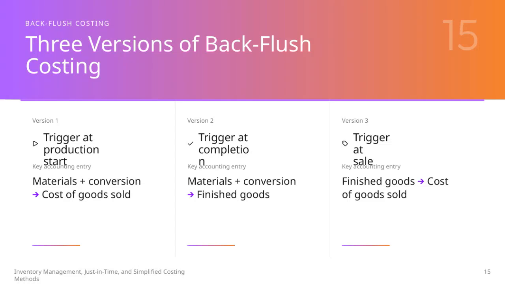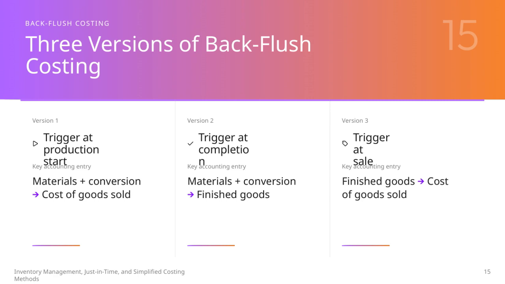Now, let's take a closer look at the three versions of backflush costing, a method designed to simplify inventory management and costing in just-in-time environments. In version 1, the trigger occurs right at production start. Here, the key accounting entry moves materials and conversion costs directly to the cost of goods sold. This approach minimizes tracking, assuming that goods will soon be completed and sold.